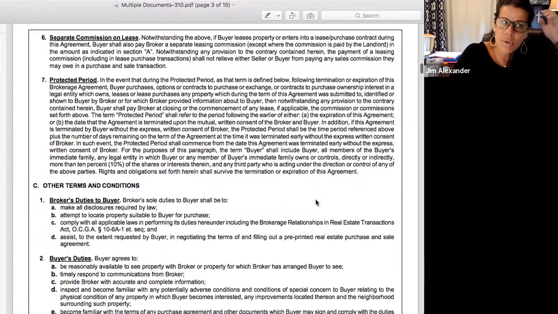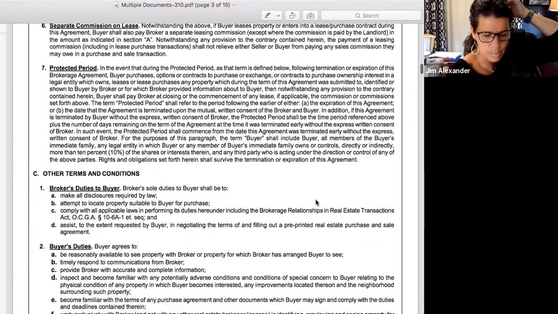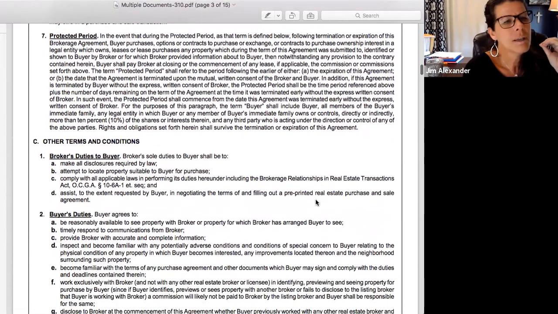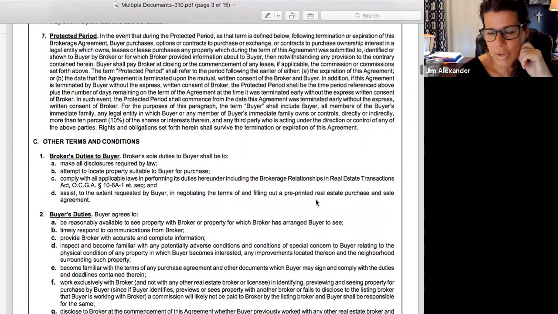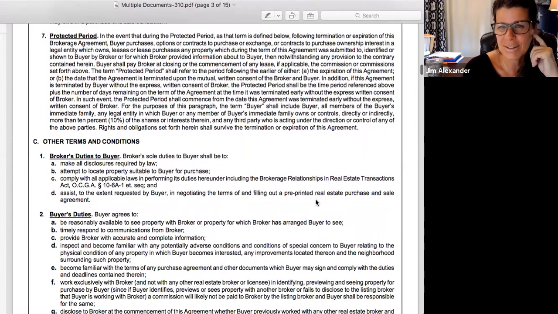Okay, let's spend some time on section 7, the protection period here. And I know it's boring to have to read a whole section of a contract, but we have to with this one for it to make sense and for us to hit the key points here. So forgive me for having to read this out loud.